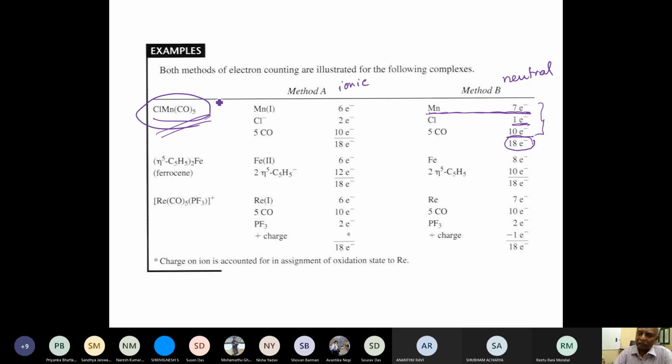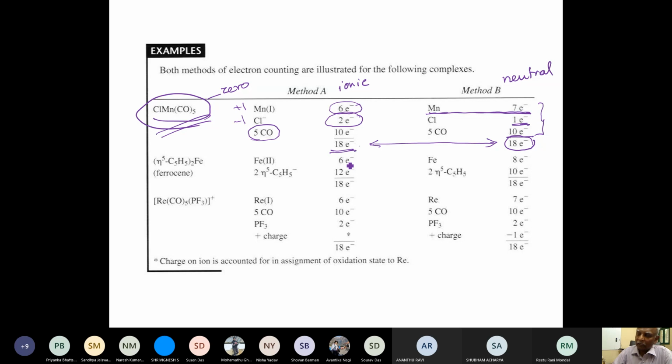So because the net charge is zero, manganese must be manganese plus 1, because all other ligands are neutral. So as a result, this is plus 1, this is minus 1, the net charge will be 0. If it is plus 1, it can contribute only 6 electrons because it has lost 1 electron. Cl is Cl minus, so it contributes 2 electrons. Total of 18 electrons again. So it's 18 electrons whether you count it by the neutral method, or by the ionic method.